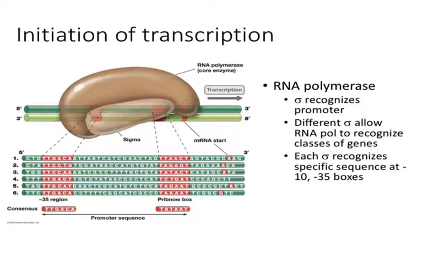And in particular, these sequences are located about 35 nucleotides and 10 nucleotides before what we call the transcriptional start site, which is this location right here. So it makes contact at those two locations. And these sequences are specific for each of the different sigma factors. And each one will control the expression of anywhere from 2,000 genes to maybe 10 or 20 genes.